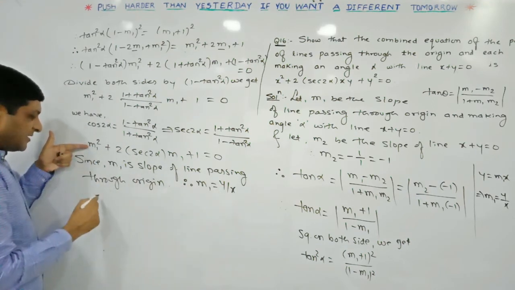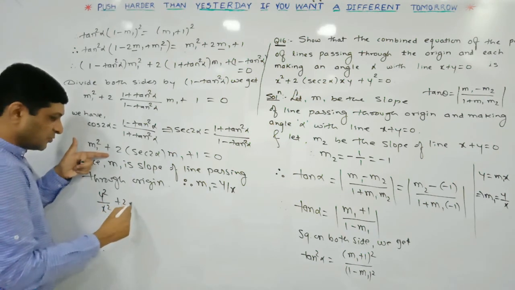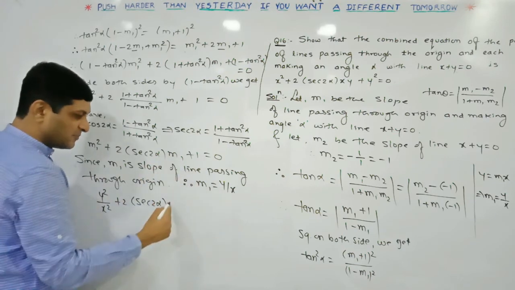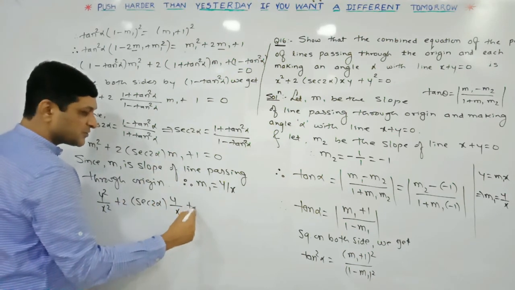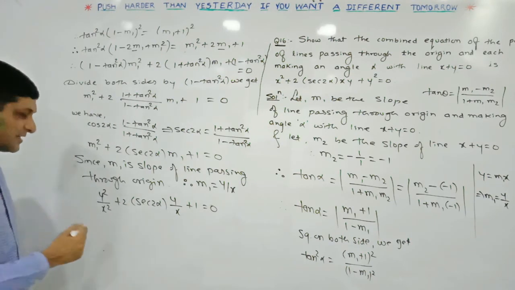So m1 square will become what? y square upon x square plus 2 sec 2 alpha, keep it as it is, again replace m1 by what? y by x plus 1 is equal to 0. Now I am multiplying both sides by x square. Let us see what we will get.